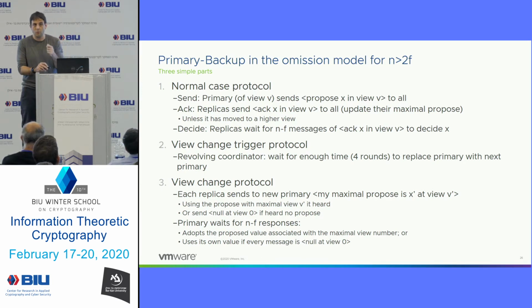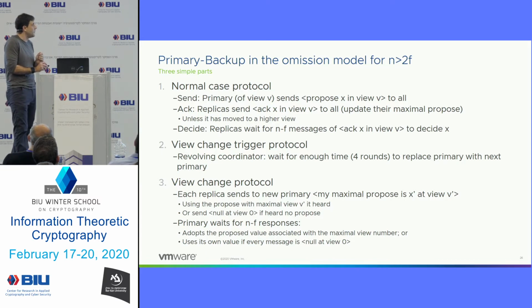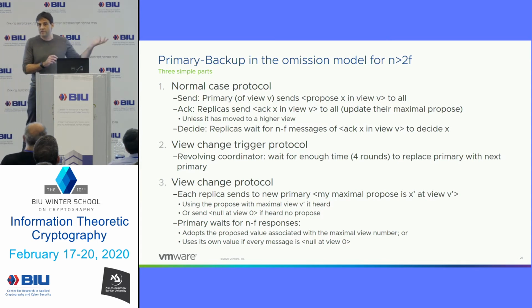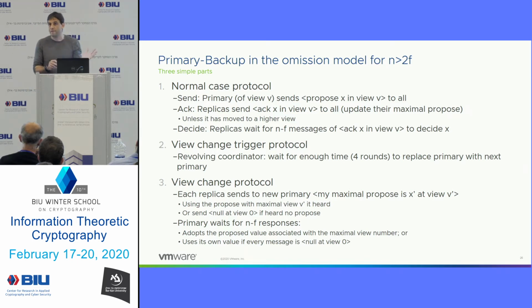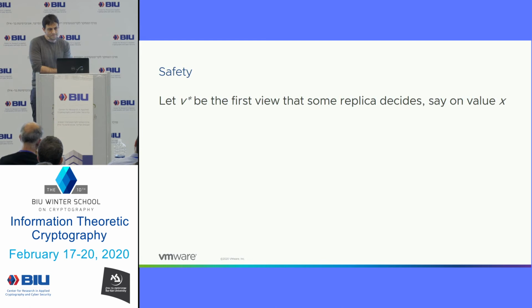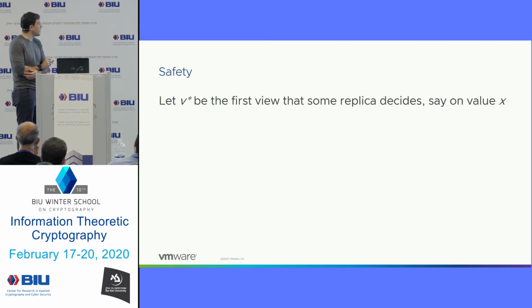What we'll be worried about is what happens if a primary decides on some value, and this primary causes some replica to decide on a value, but maybe due to omission failures and so on, this is the only replica that decided, right? So not everybody has decided, and now we want to make sure that no later leader will choose a different value. This is the core thing that we need to show, and so this is a safety proof.